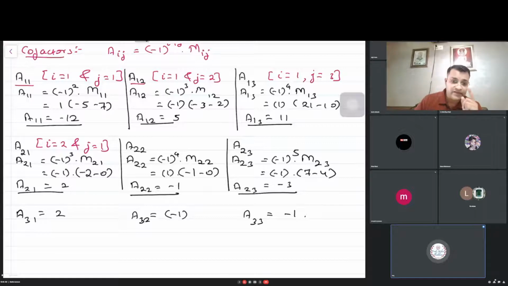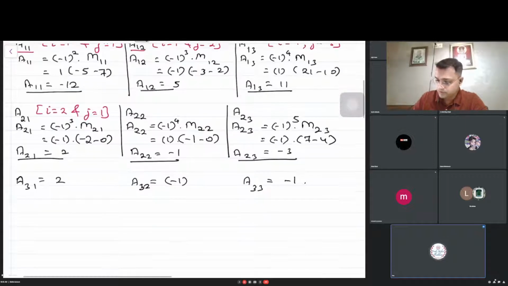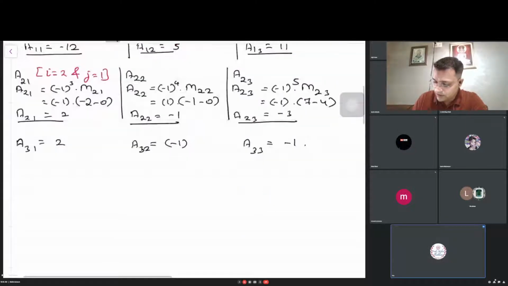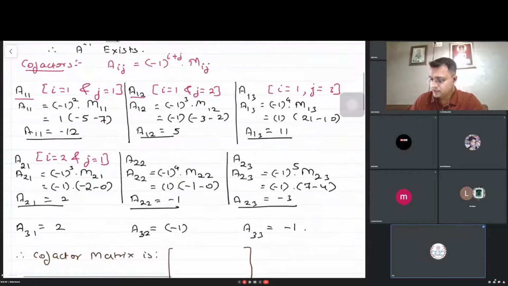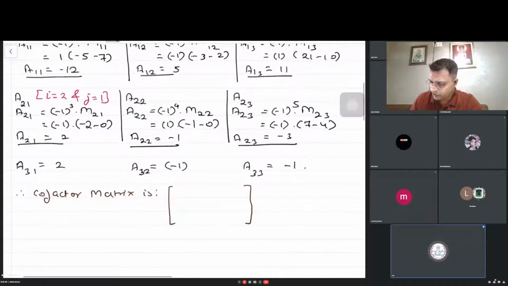And now we are all ready with the cofactors. Now we have to make the cofactor matrix, then the adjoint and then the inverse, and we are ready with the answer. Let's do it quickly. Come on. So I will write over here, therefore, cofactor matrix is. Now it's very simple, guys. You just have to write all the cofactors in their respective positions. The first row elements right there in front of you: minus 12, 5 and 11.